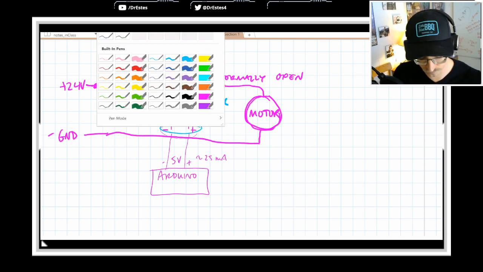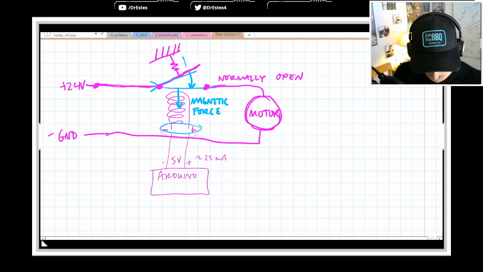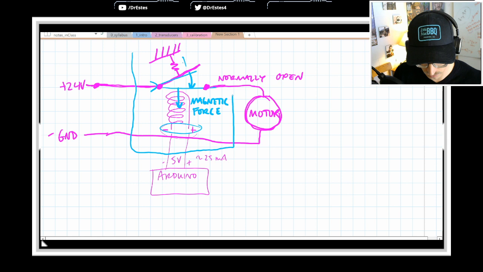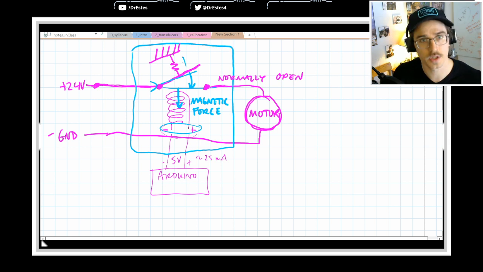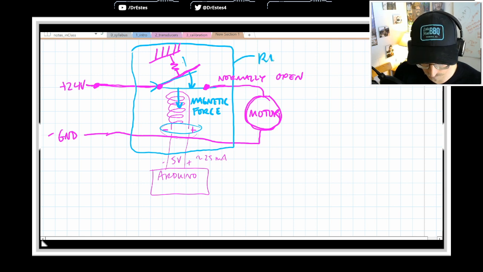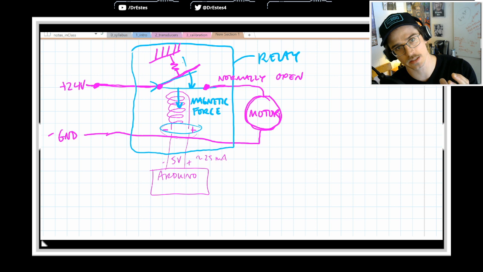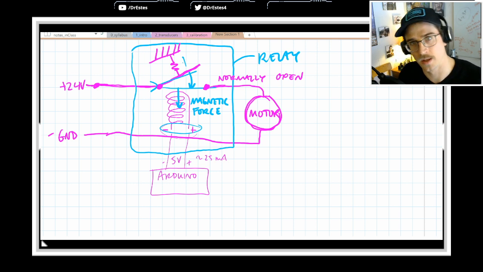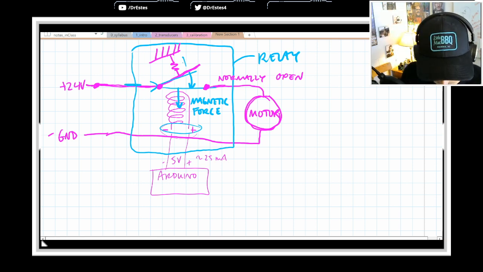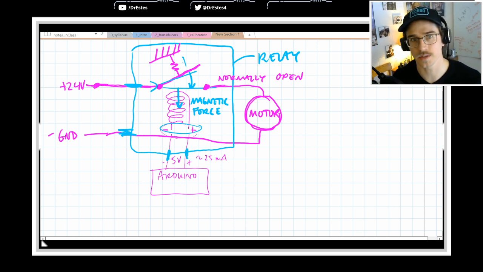So a relay is a device that contains the switch, that linkage with the spring, as well as the electromagnet inside. So if you're asking what's a relay, where does it fit in here? It's the component that contains the electromagnet and that latch. And it also has lines for the power to come in from the high power source, and lines for the low power source to come into the electromagnet.